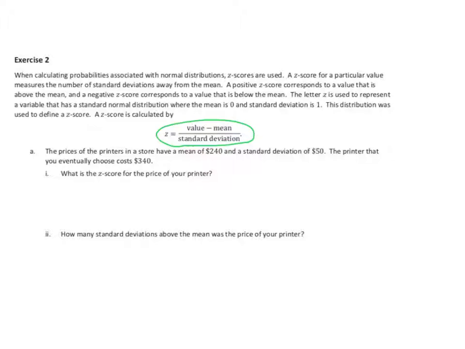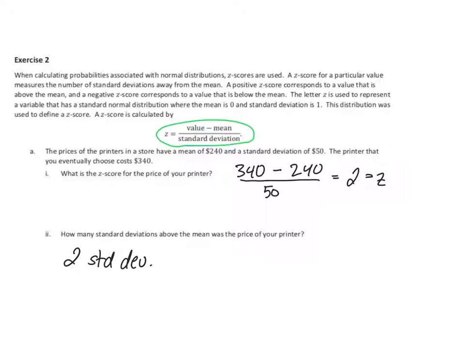So we've got our value of $340 minus the mean, which is 240, divided by the standard deviation, which the problem says is 50. So my z-score is 2. How many standard deviations above the mean was the price of your printer? The price of my printer was 2 standard deviations above the mean price.